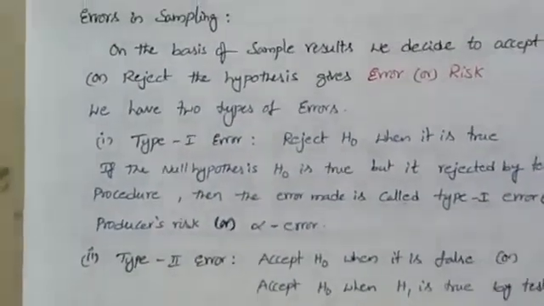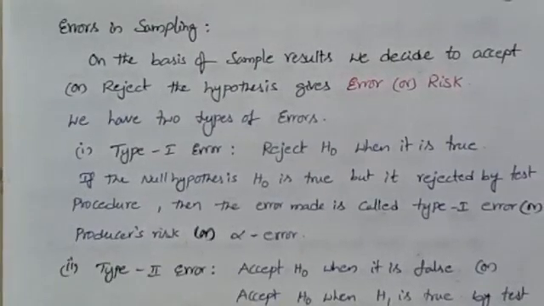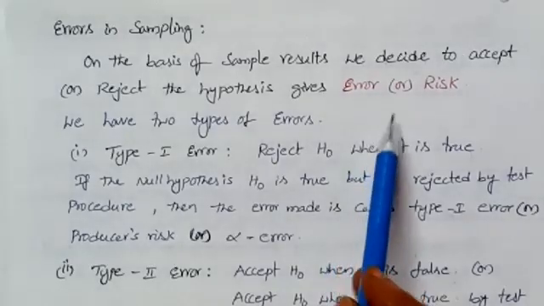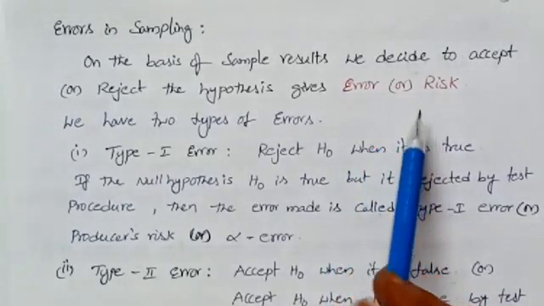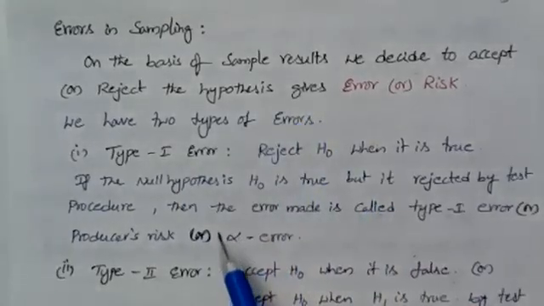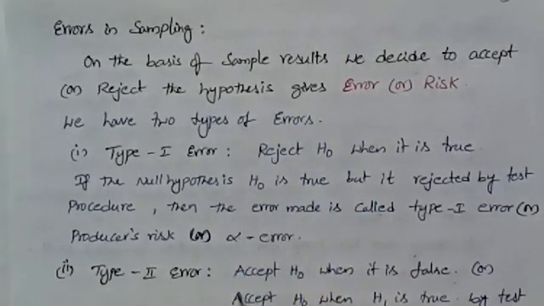Next, whenever we are doing tests, we definitely get some errors. That is errors in sampling. We are taking only samples from the population, so some errors will occur, and that error can also be called risk. On the basis of sample results, we decide to accept or reject the hypothesis, which gives error or risk. So how many errors occur? Type 1 and type 2 error.